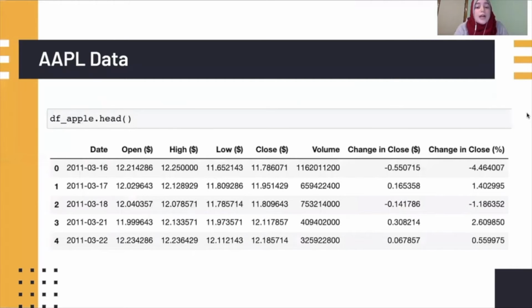So here's a quick overview of our Apple data frame. In addition to the data mentioned earlier, we added the absolute change in close price and the percent change in close price.